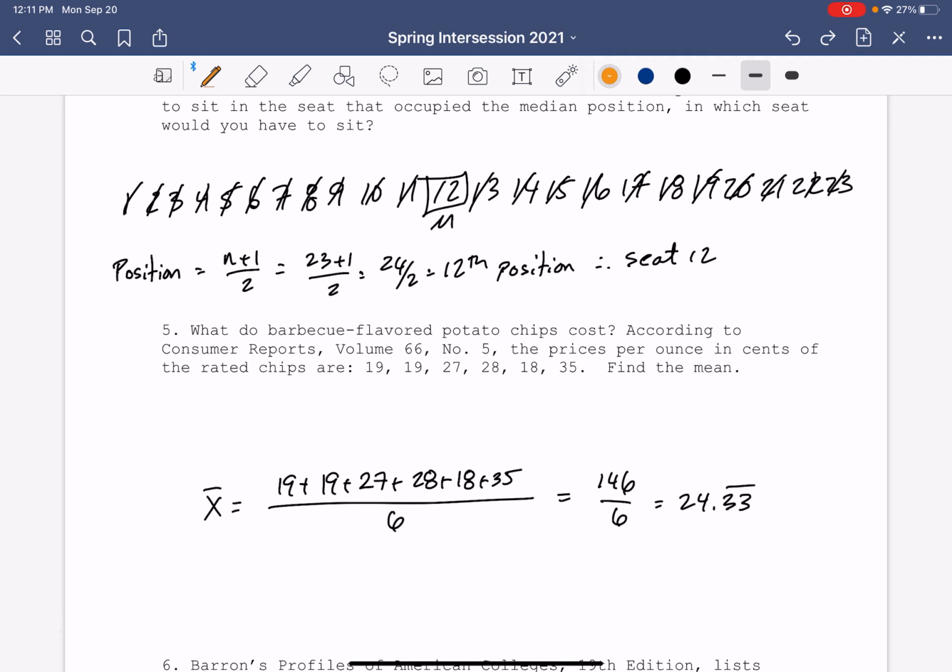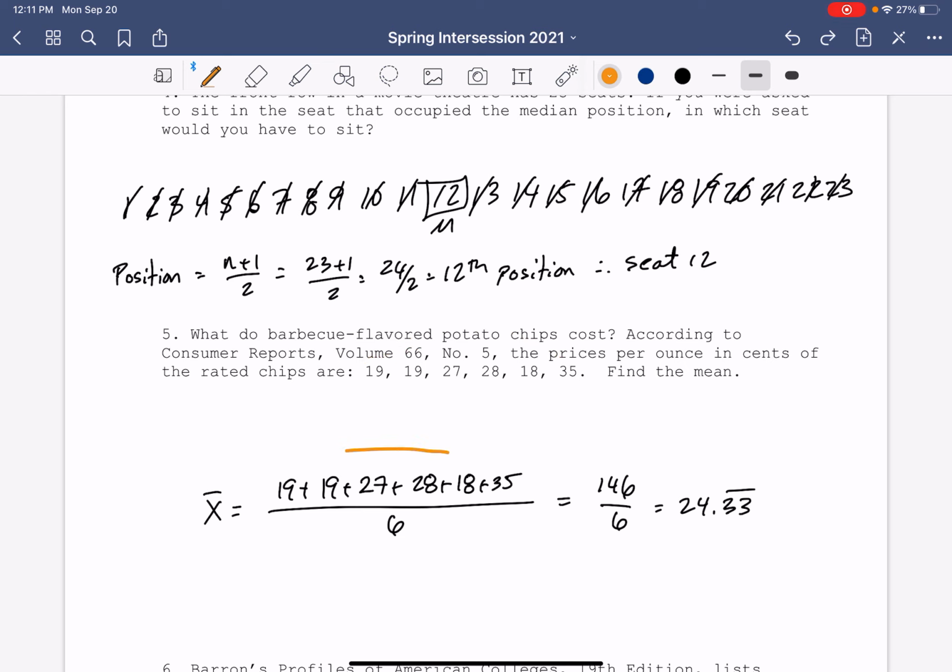What do barbecue flavored potato chips cost? I don't know. So find the mean based on these numbers. Oh, that's easy. Just take the numbers, add them together, divide by how many, what is this, bags you have or something? No, they're just according to Consumer Reports volumes.